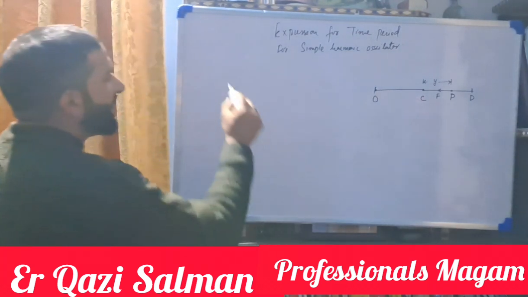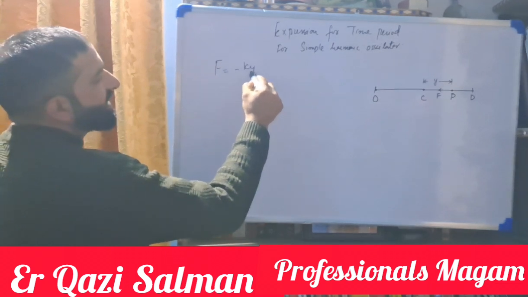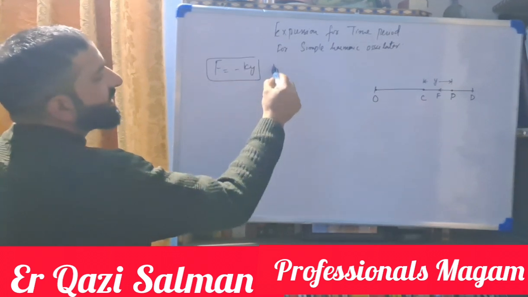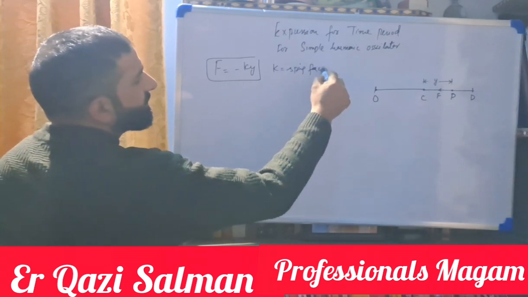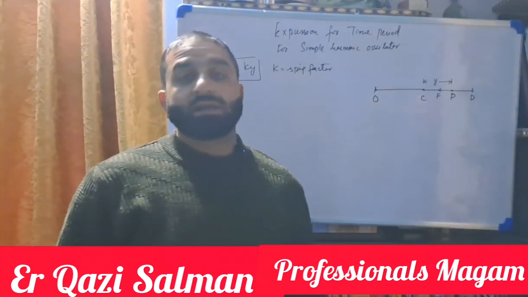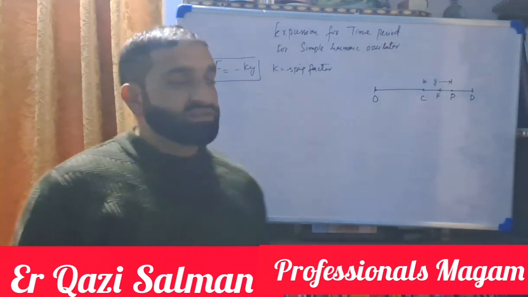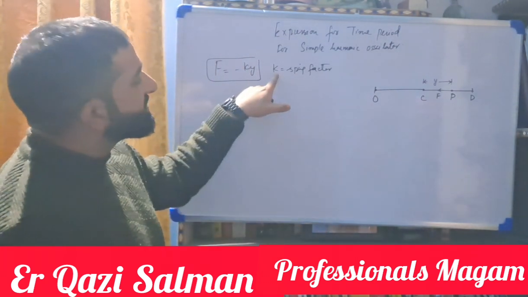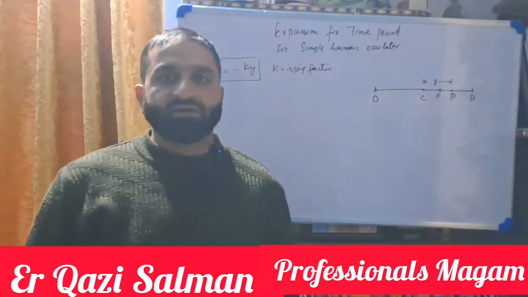We can say that if the restoring force is given by F, that will be equal to minus Ky, where K is the spring factor. What is the spring factor in linear SHM or in linear simple harmonic oscillators? We can show that this spring factor is force per unit displacement, that is F divided by Y.